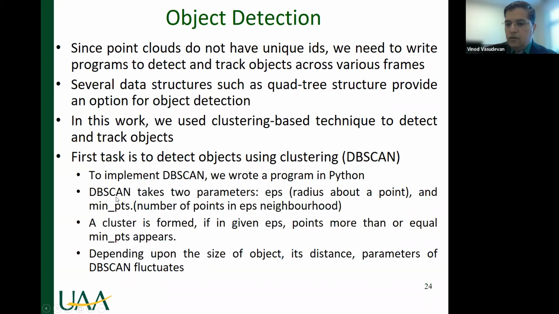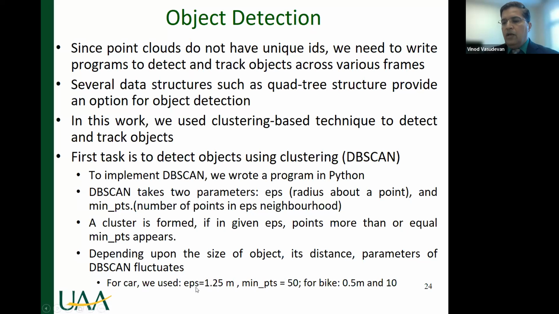For example, for a car, in our case, we used an epsilon of 1.25 meters and minimum points of 50. So whenever around a point you have at least 50 points within a 1.25 meter range, that will be detected as a car. Again, this is something that worked for us. For a bike, we determined that to be 0.5 meter and a minimum of 10 points.